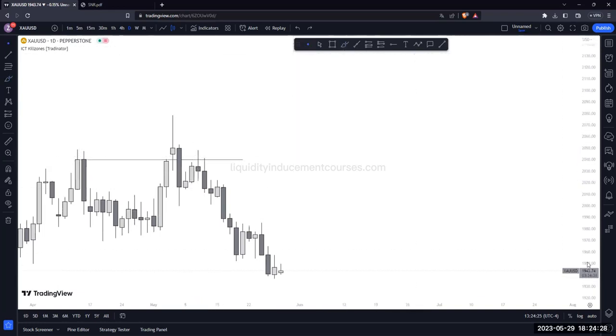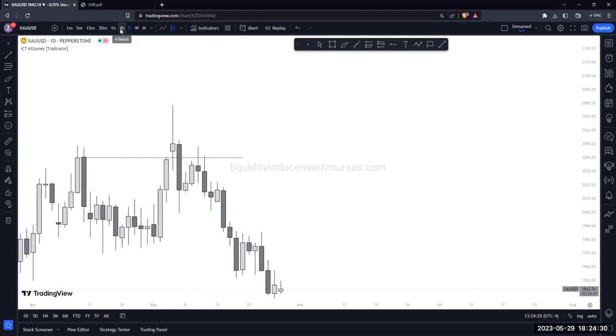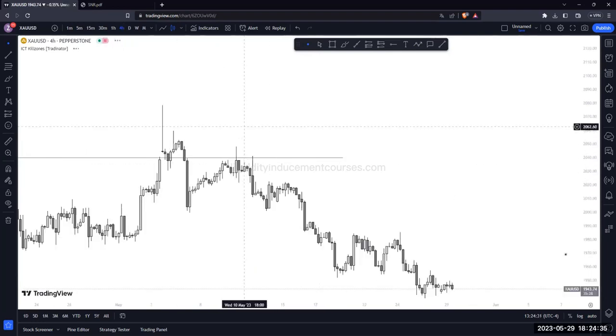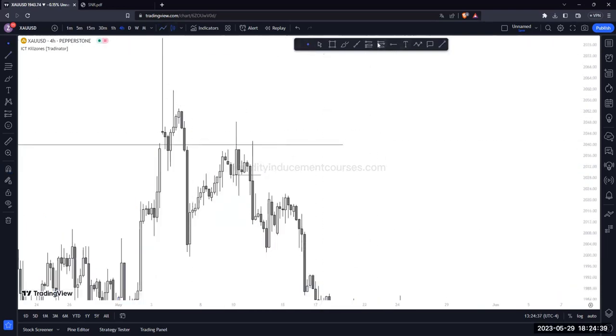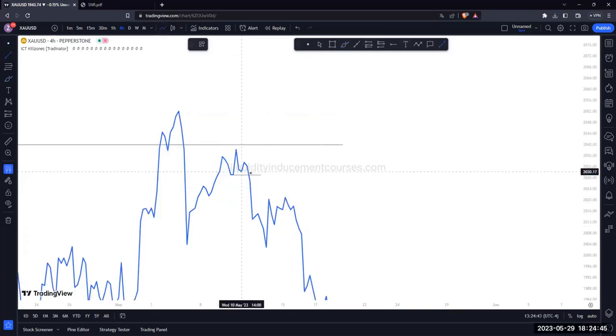A rejection. Yeah, you go where? 4 hours. And then you go to line chart and look for a breakout. Price touch breaks. Okay. This break does not count.